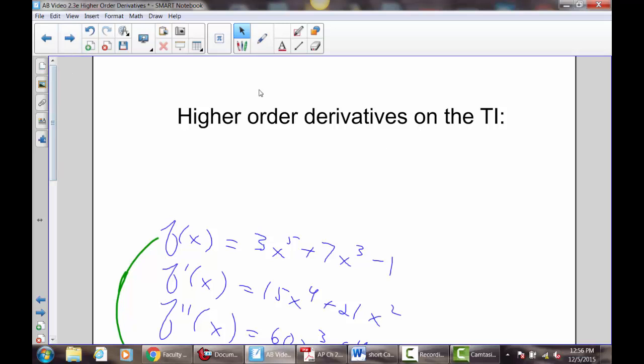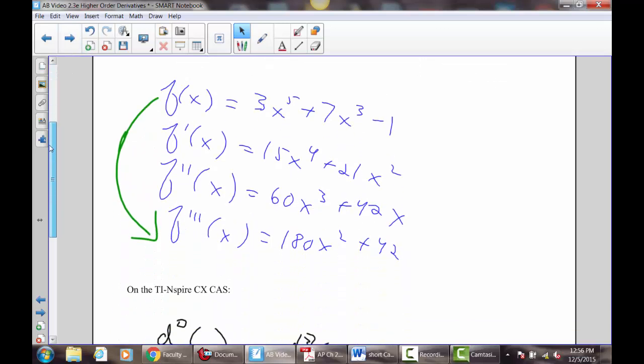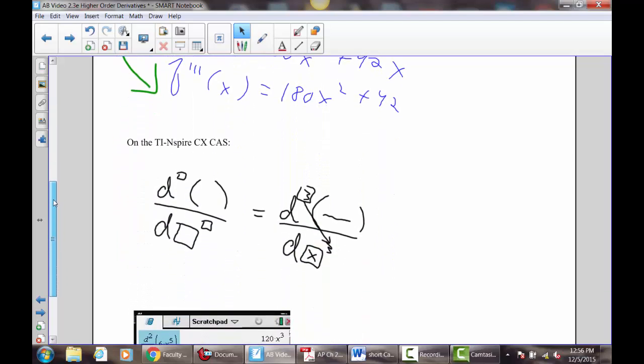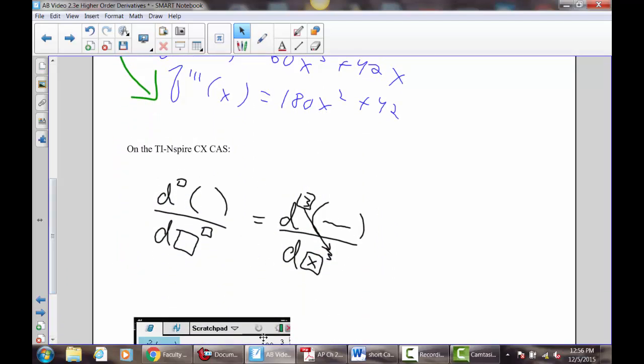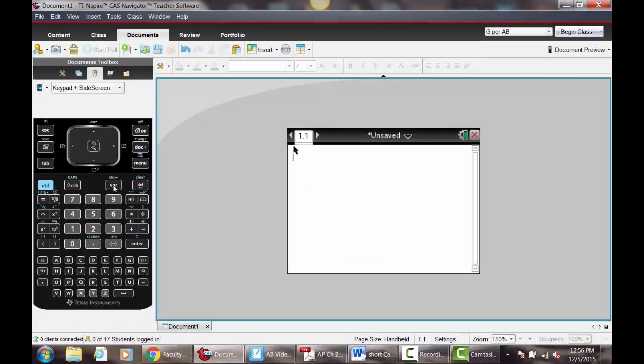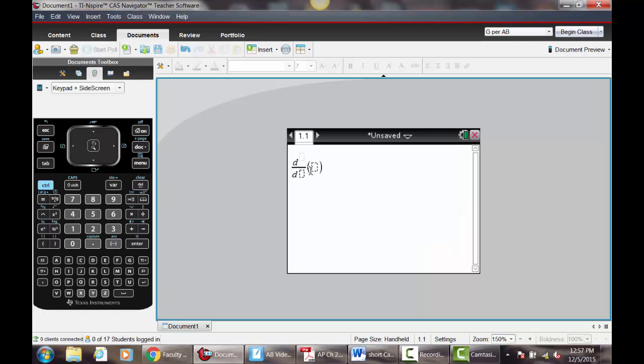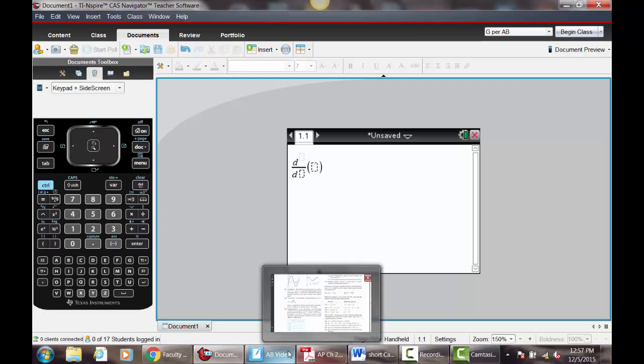So, on the TI, the way to do the different derivatives, first, second, and third derivative, is in the template, you're going to access this key. So let me show you that. So when you access here, you'll notice there's one for derivative, this is one for the second derivative, and this is one for any derivative you want. So when it pops up, you have to tell it with respect to which variable, ddx, ddt, and then you'll enter your actual function right there.